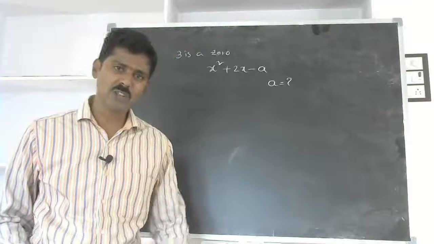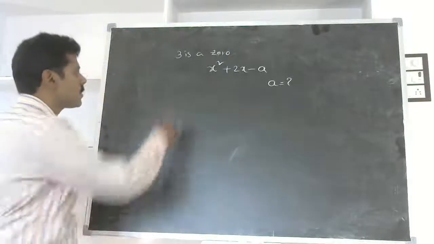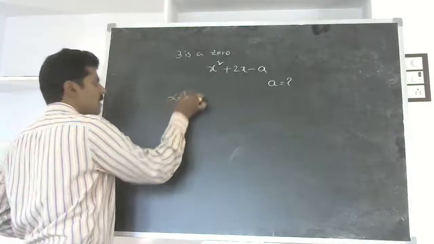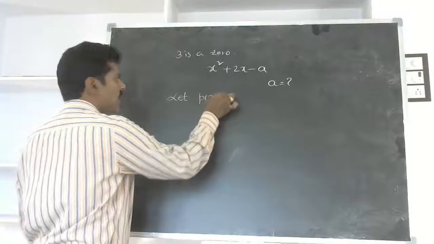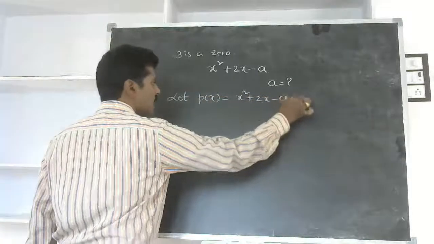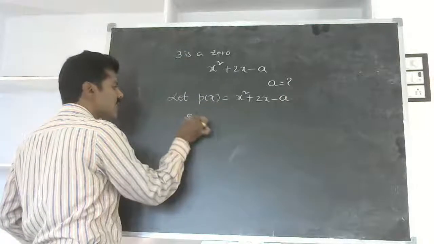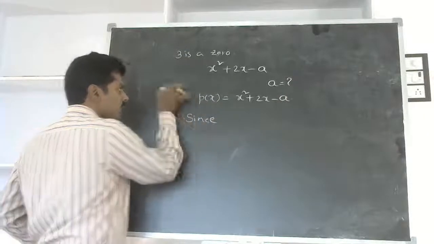It's already given as 0, so we don't need to check. So now, when it is given as 0, what do we do? Same procedure. First, let p of x equal x square plus 2x minus a, and in the place of x I have to take 3.